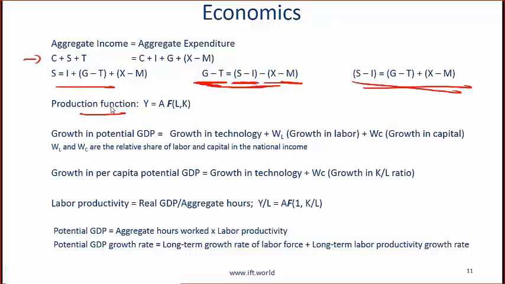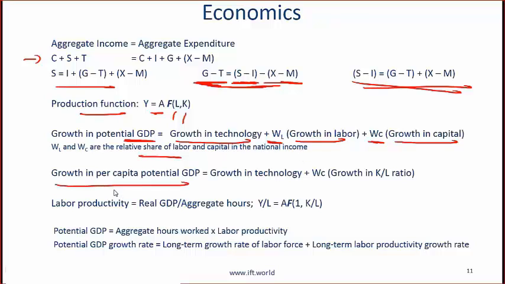Production function is a measure of the total output of an economy. It depends on the technology and on factors of production. Simplistically, we often take two factors, labor and capital, but obviously there can be many more factors. The growth in potential GDP, which is the productive capacity of an economy, depends on the growth in technology. It depends on WL times growth in labor plus WC times growth in capital. The WL and WC are the relative shares of labor and capital in the national income.